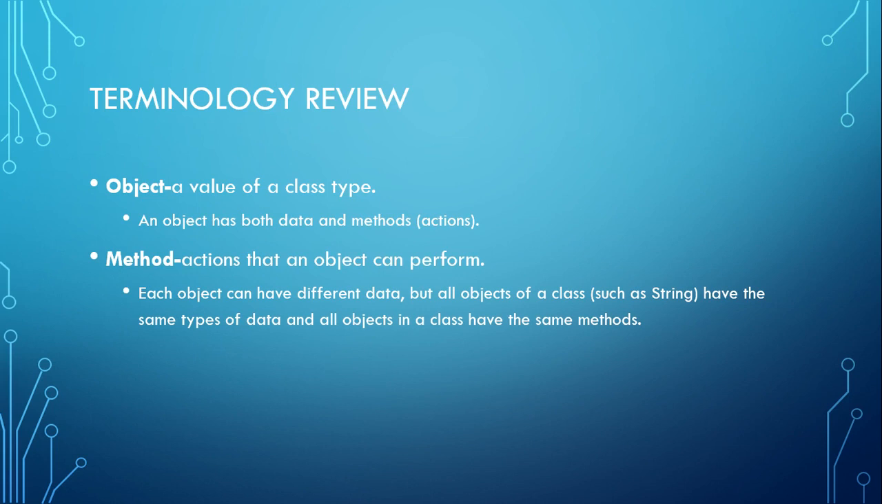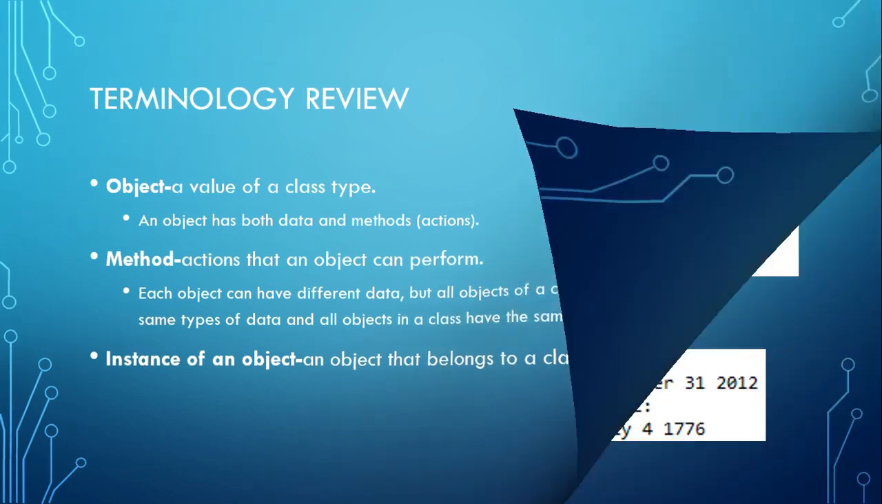So for example, if I have String s1 and String s2, and s1 equals hello, and s2 is world, technically the data is different, but they have access to the exact same thing. We can still do length, we can do equals, we can do compareTo, we can do all these different things on both strings. The methods don't change, but the data might. An instance of an object simply means that an object belongs to a class. So in the example I just gave, s1 and s2 would be instances of that class.